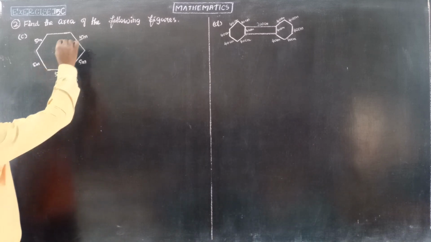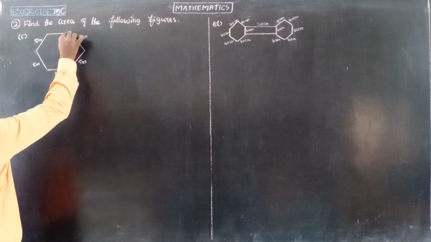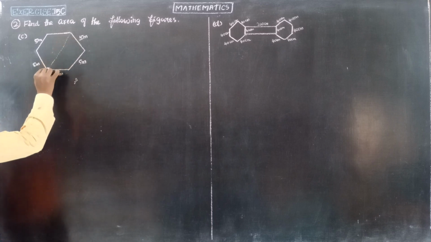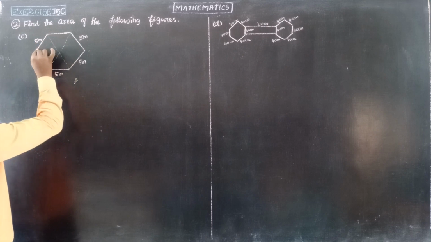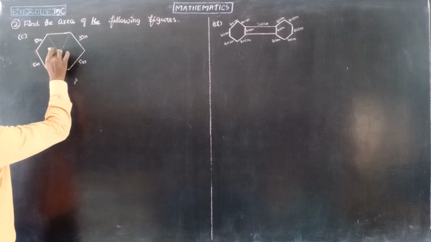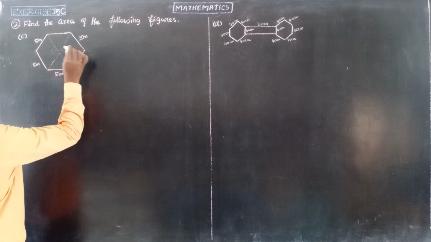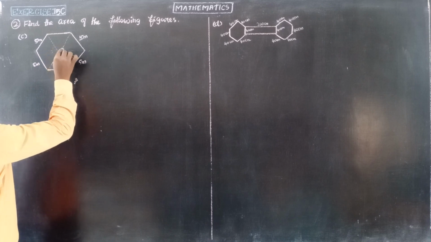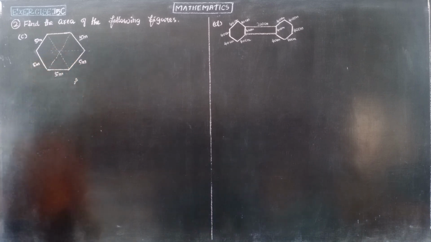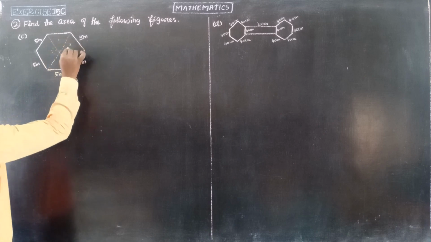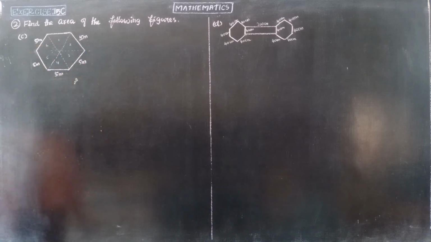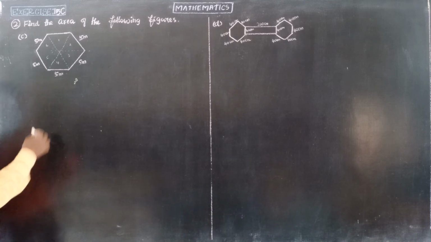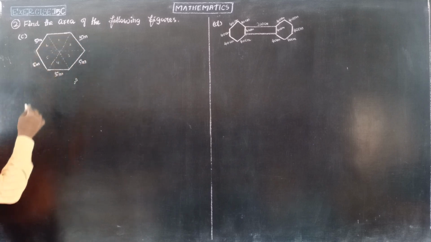If you join the opposite vertices in a regular hexagon, it forms 6 equilateral triangles. We know that. So we join the opposite vertices and make 6 equilateral triangles. This is the first one, second, 3, 4, 5, 6. It forms 6 equilateral triangles. So we are going to find the area of the hexagon.